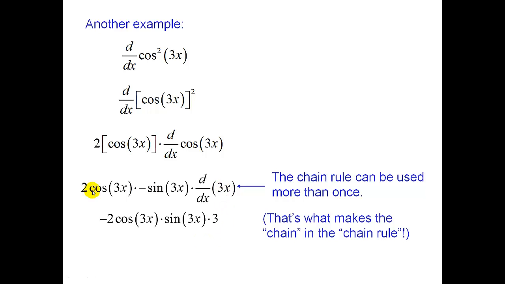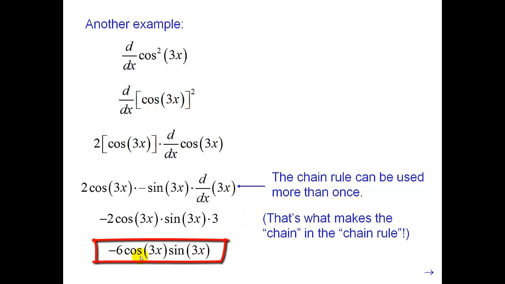So in the end, when we combine these terms, we're going to get negative 2 times the cosine of 3x. We move the negative sign out front. Times the sine of 3x times 3. And we can simplify that further as negative 6 cosine 3x times sine of 3x.